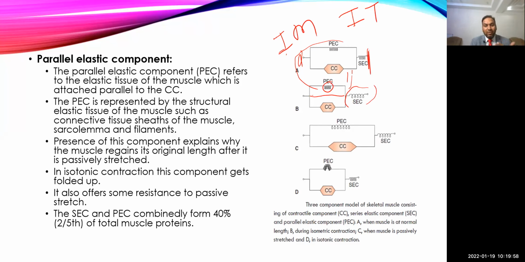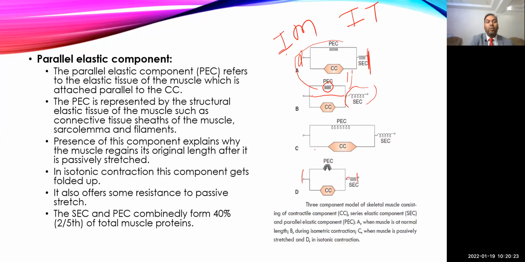Now come to the isotonic contraction. This is where the actual length changes when the muscle is contracting. At that time, the series elastic component will not stretch. It will keep its original length and move along with the muscle contraction, and the parallel elastic component will fold up and actually reduce the length of the muscle. That is how isotonic contraction occurs.